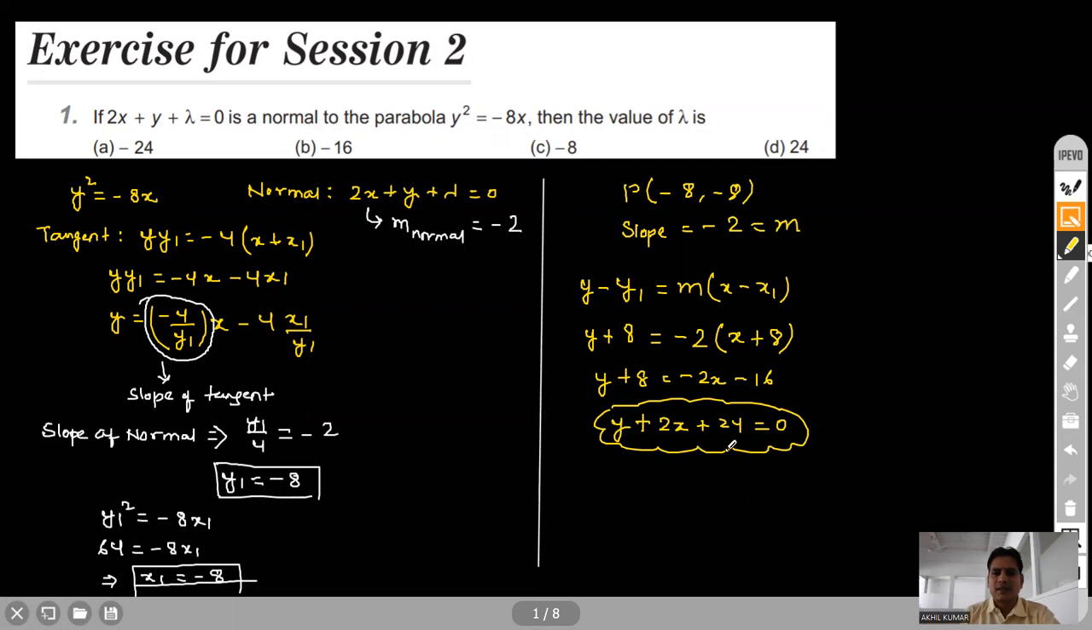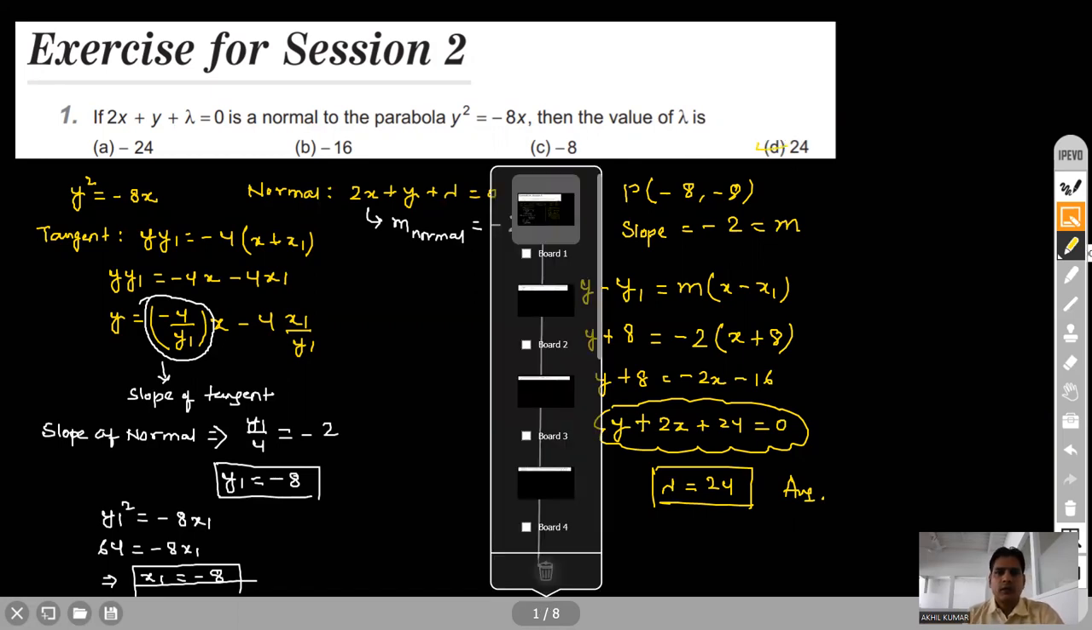Now this normal and this normal are same basically. So comparing this and this equation, our lambda is coming out to be 24. Okay. So this will be our answer. This is what we were asked to find. So lambda will be equal to 24. Now let's come to the next question.